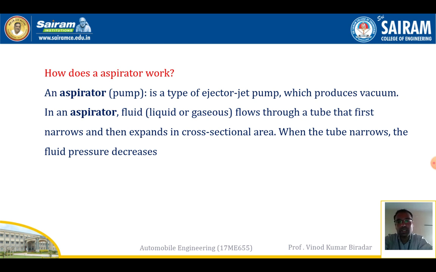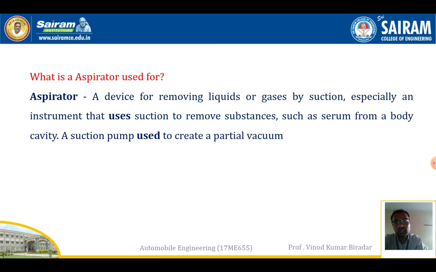So the air aspirator system is a pump. It is a type of ejector jet pump which produces a vacuum near the silencer. In an aspirator, the working fluid, which may be a liquid or gaseous, flows through a tube that first narrows and then expands in cross-sectional area. When the tube narrows, the fluid pressure decreases and fresh air enters the cylinder. By doing this, the fuel gases reduce. I will show this in the slide.